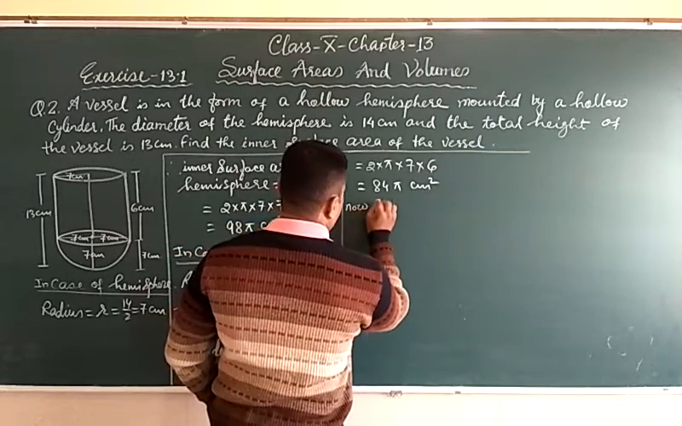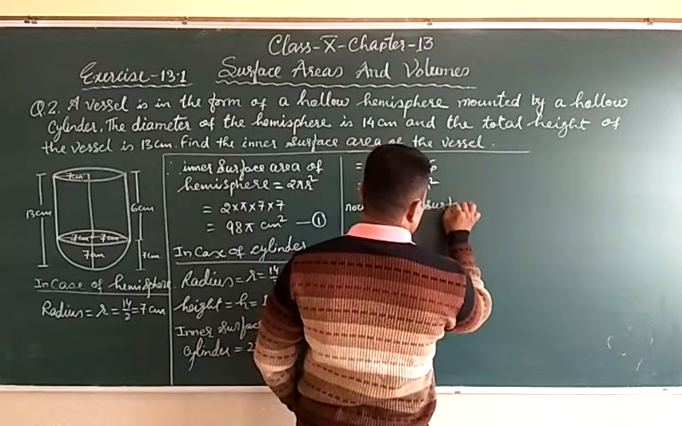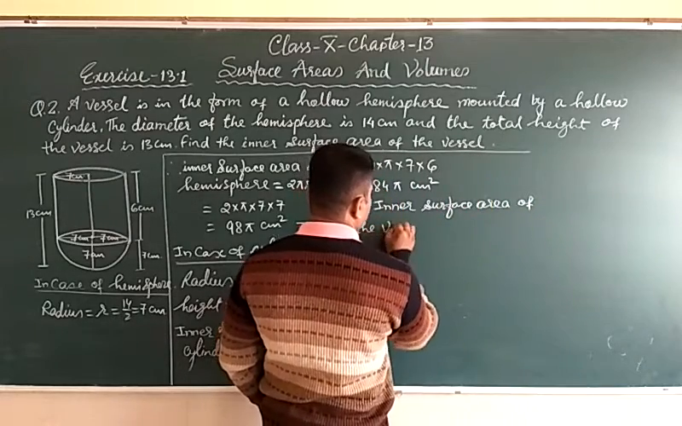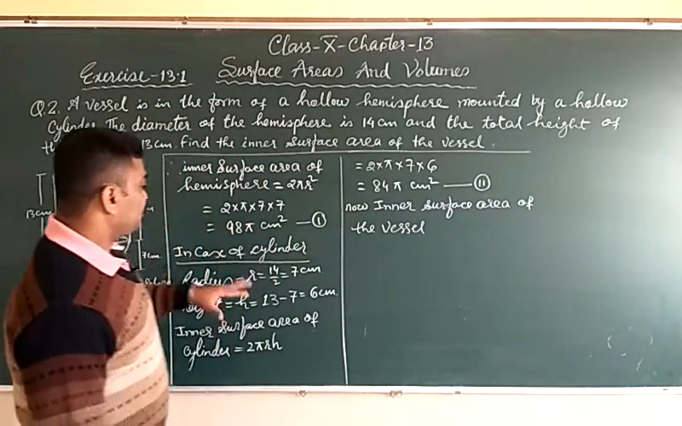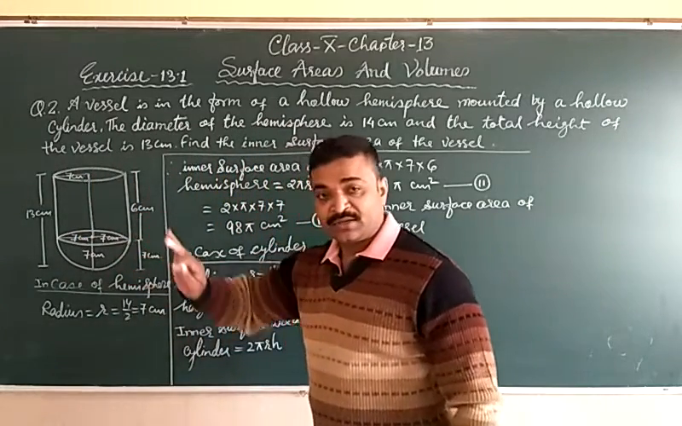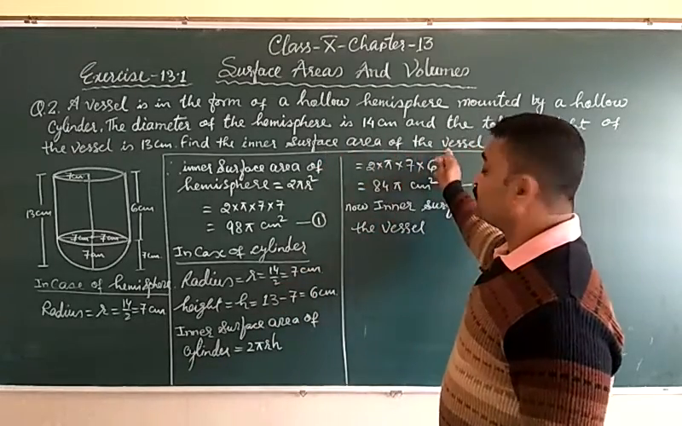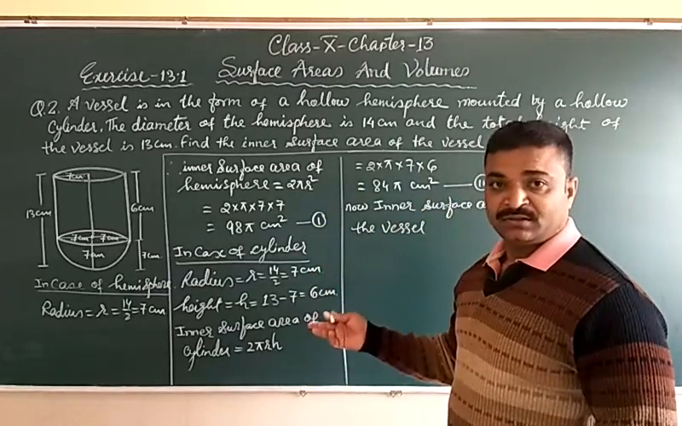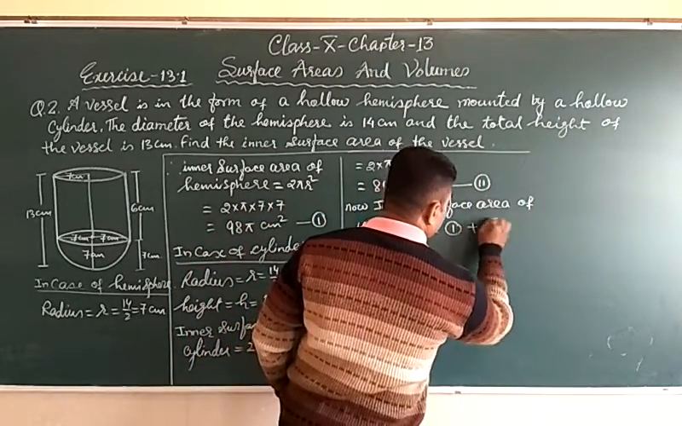Now the inner surface area of the vessel. हमने क्या किया, सिलेंडर का इनर सरफेस एरिया निकाल लिया, हेमिस्फीयर का इनर सरफेस एरिया निकाल लिया. अब now we will find the inner surface area of the vessel. What we do, we will add these two parts to find the answer. Okay, is equal to 1 plus 2.